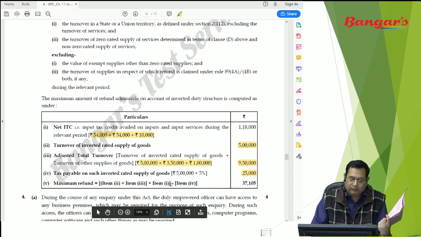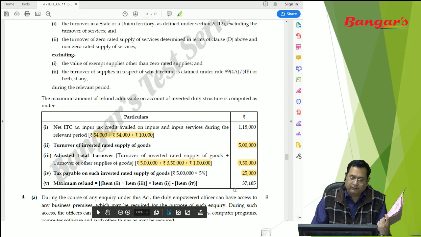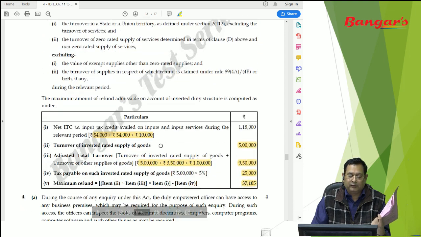So the maximum refund which is admissible will be how much? That is, as per this formula, there is 1 lakh 18,000 into 5 lakh divided by 9 lakh 50,000 minus 25,000, that is 37,105 will be the maximum refund which is admissible by this formula.